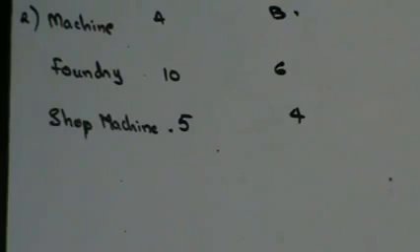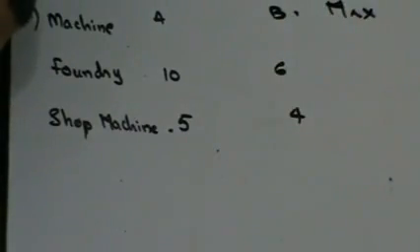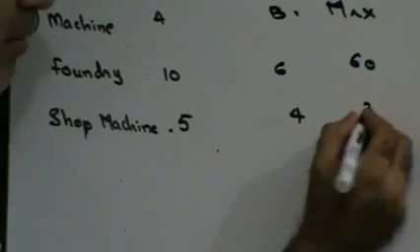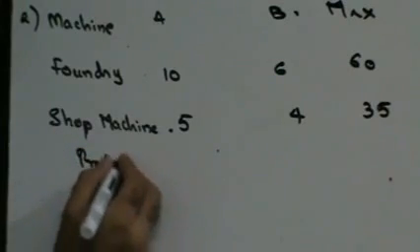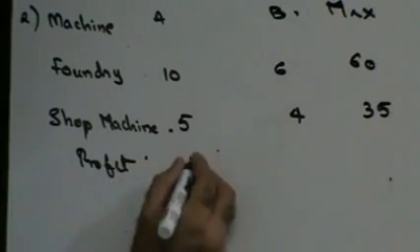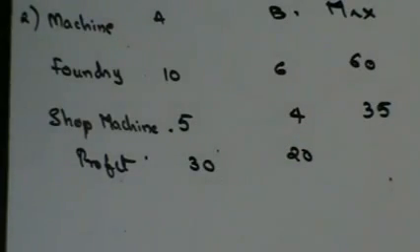The maximum capacity of foundry is 60 hours and of shop machine is 35 hours. The profit on product A is 30 rupees and product B is 20 rupees.